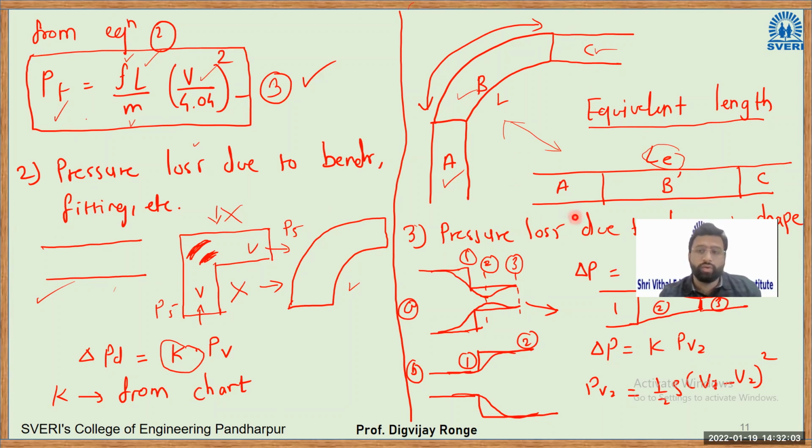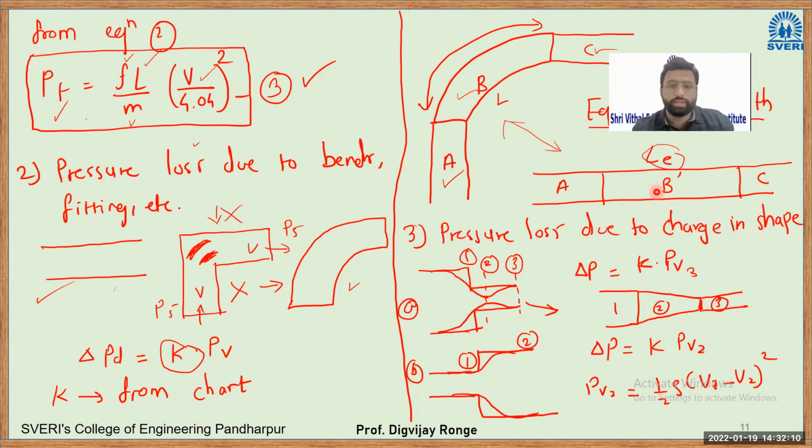Next is pressure loss due to sudden change in shape. Okay. So first example, you can see here, there is a sudden contraction. And at point 2, we can see vena contracta is forming. In second example, there is sudden expansion, right? In both the cases, we get a pressure loss.